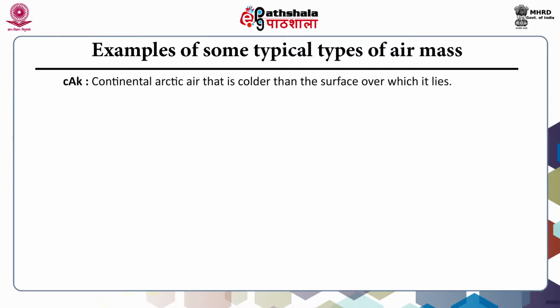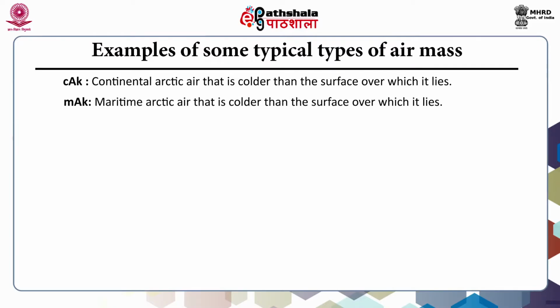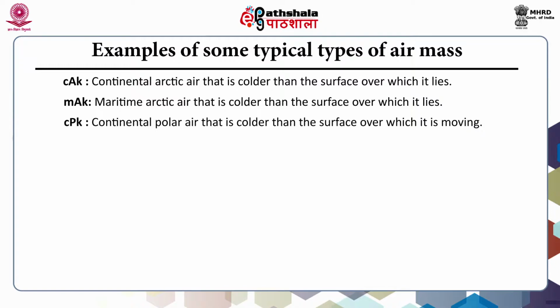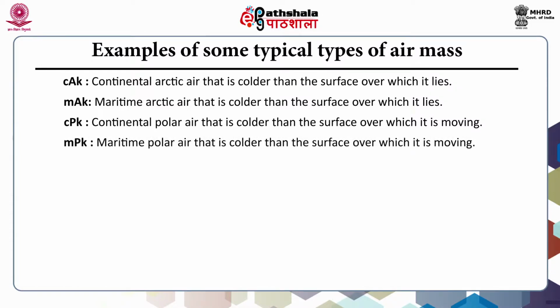For example, cAk, where c is a small letter, A a capital and k a small letter. It denotes the continental Arctic air that is colder than the surface over which it lies. mAk denotes maritime Arctic air that is colder than the surface over which it lies. cPk, the continental polar air that is colder than the surface over which it is moving. mPk, maritime polar air that is colder than the surface over which it is moving.